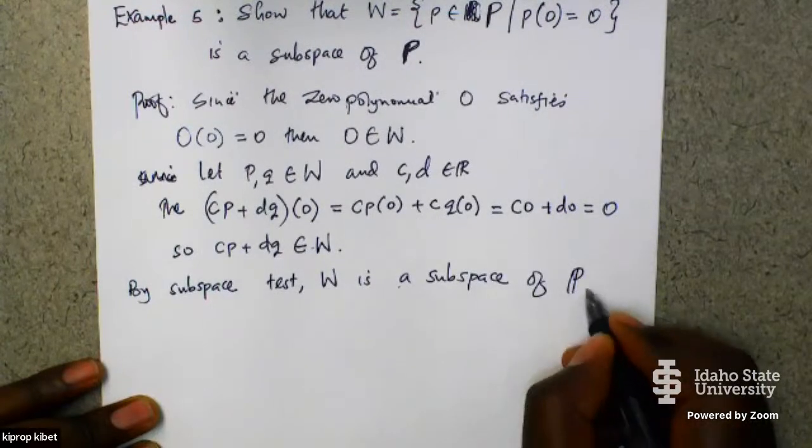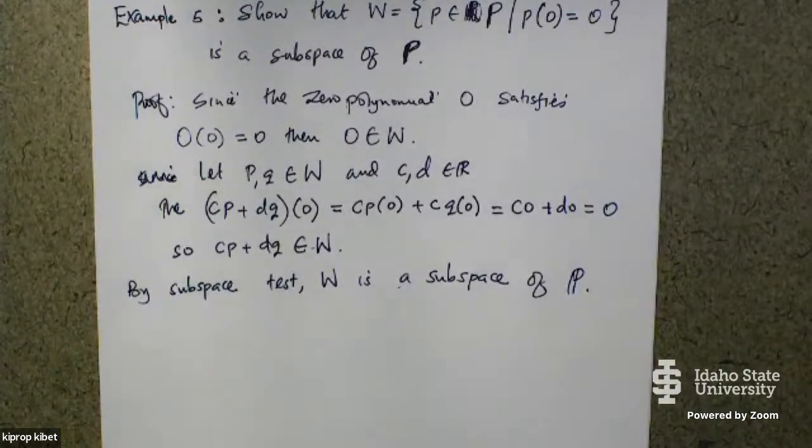So it starts from 0, then we come to the polynomials P and Q, which are in W. Then (CP plus DQ)(0) is the same as CP(0) plus DQ(0), and P(0) is equal to 0. It's also the same as Q(0) equal to 0, and C0 is equal to 0. So therefore, CP plus DQ is an element of W.